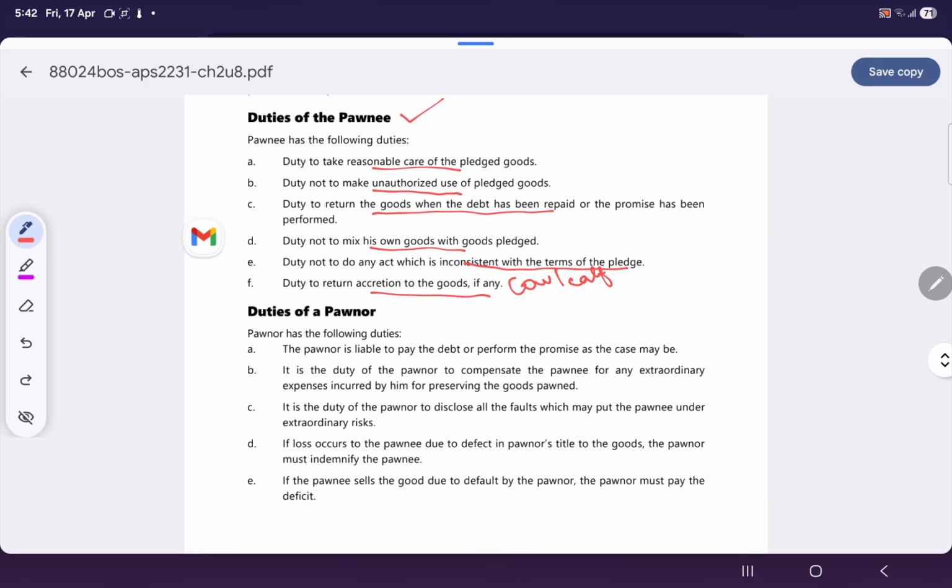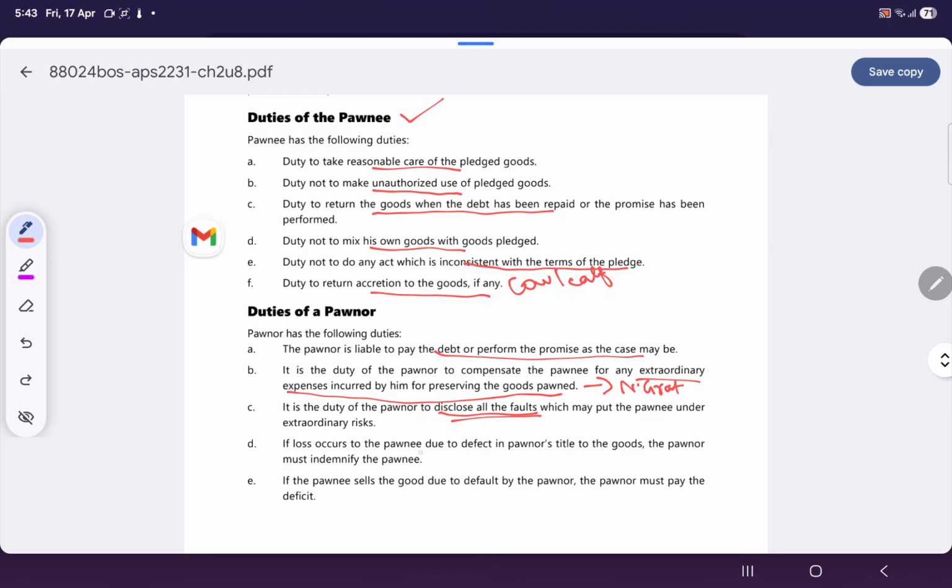Duties of a pawner. Pawner is liable to pay the debt. It is the duty of the pawner to compensate the pawnee for extraordinary expenses incurred by him for preserving the goods pawned. Why only extraordinary expenses? Because this is non-gratuitous bailment. It is the duty of the pawner to disclose all the faults which may be put to the pawnee. So pawner has to disclose all the faults. Make known the fault.